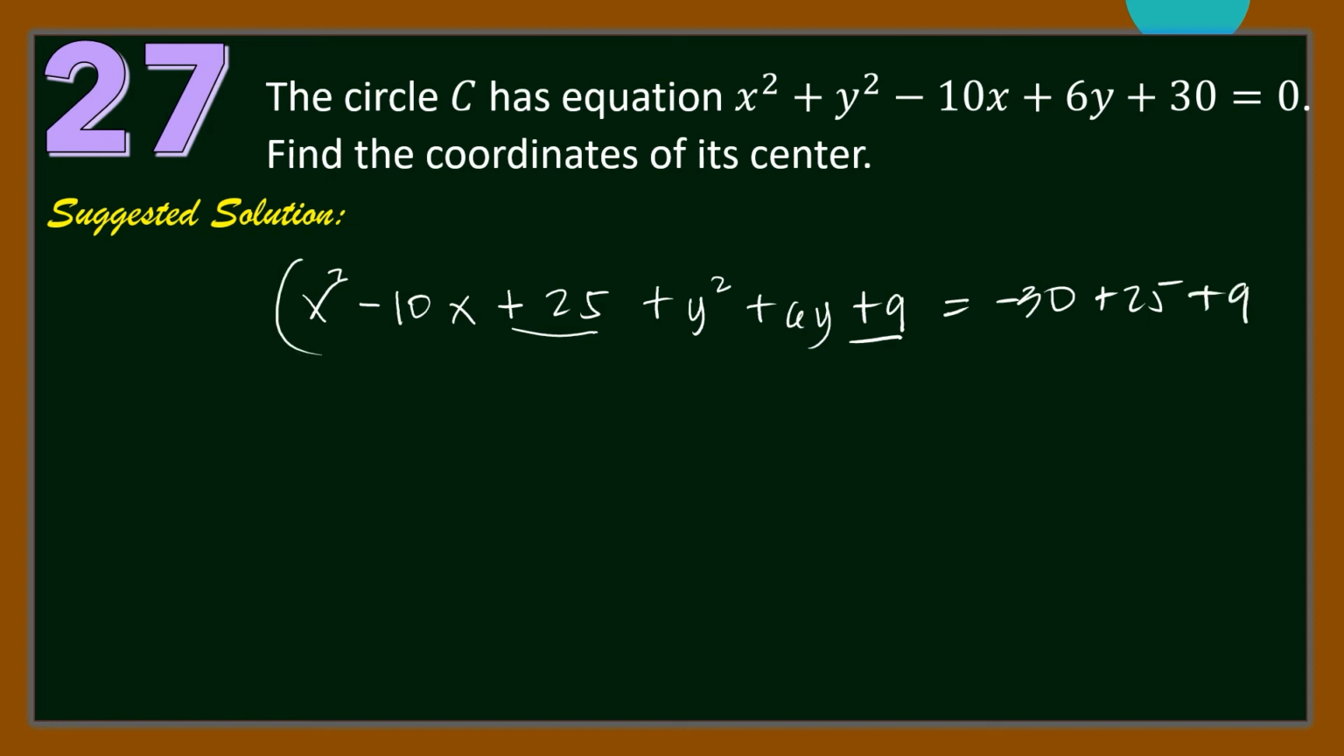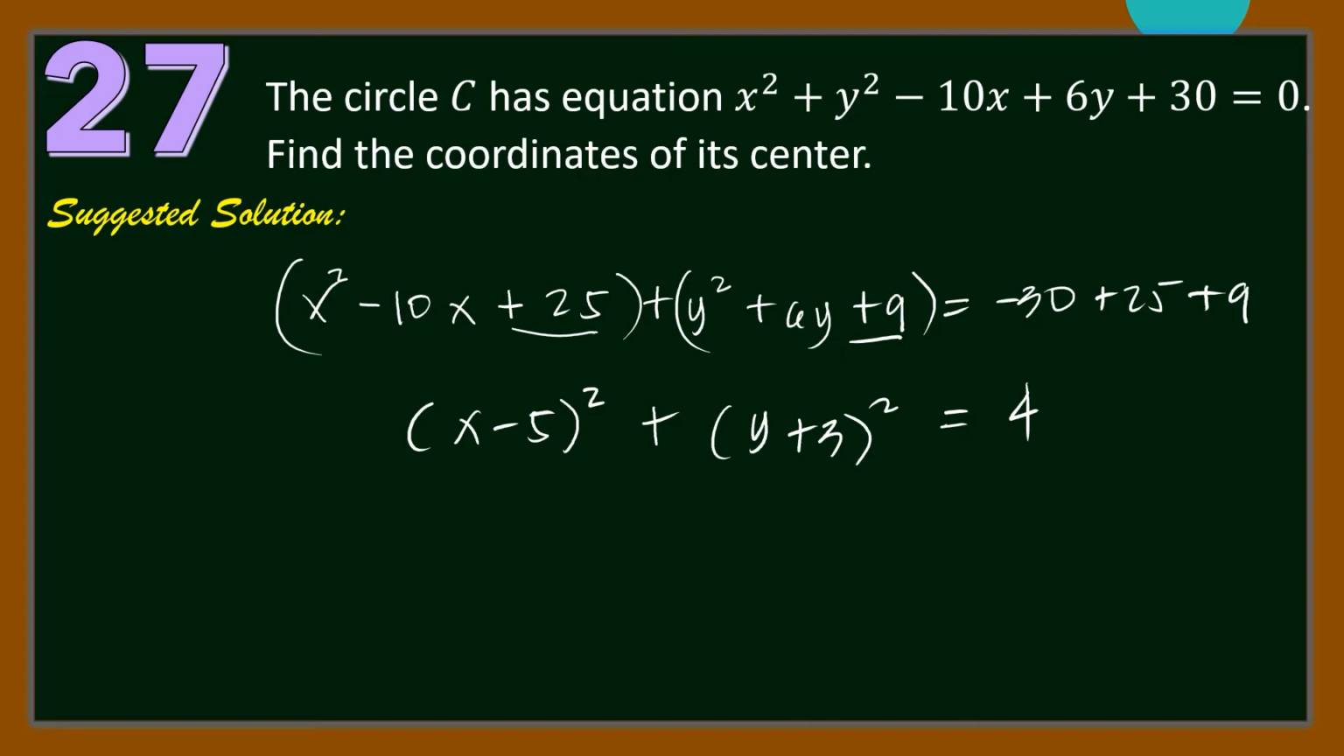X squared minus 10x plus 25 is (x minus 5) squared, while y squared plus 6y plus 9 is (y plus 3) squared. Then on the right-hand side, we have negative 30 plus 25 plus 9, which is 4. Comparing this to the center-radius form of the equation of the circle, which is (x minus h) squared plus (y minus k) squared equals r squared, the center is at (5, negative 3).